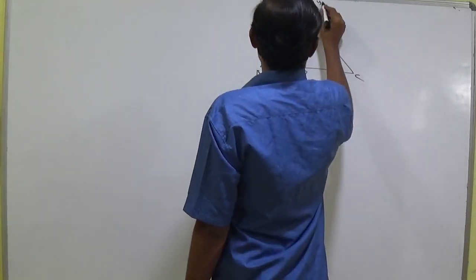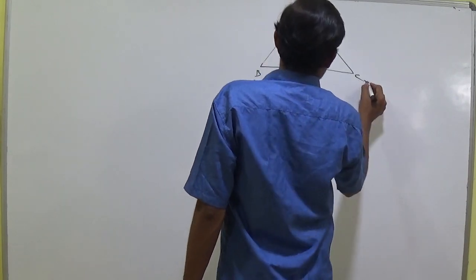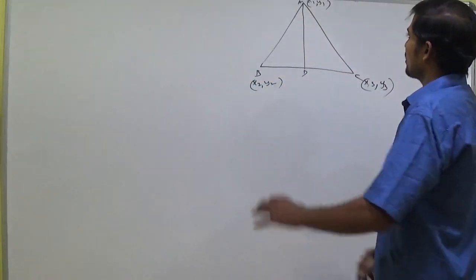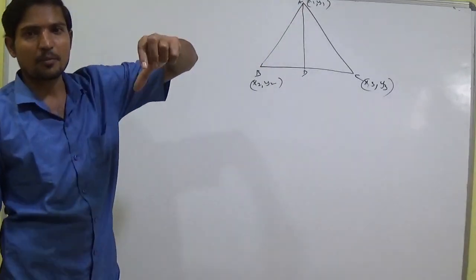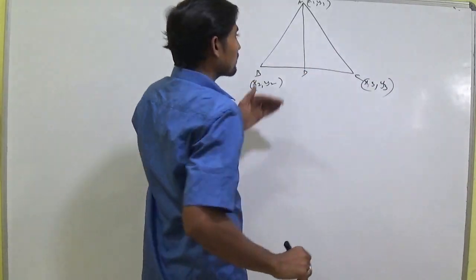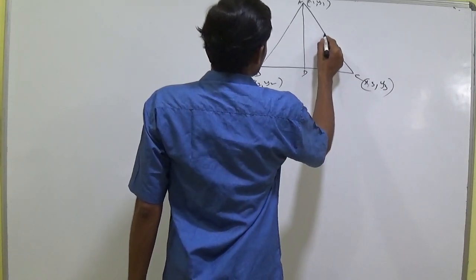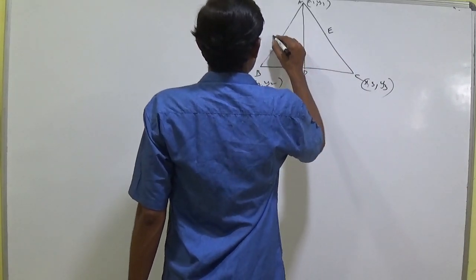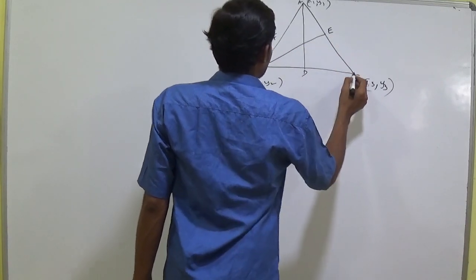Suppose A is (x1, y1), B is (x2, y2) and C is (x3, y3). These are the coordinates of the vertices. The median is nothing but the line segment joining a vertex to the midpoint of the opposite side. So AD is a median. Like that we can draw three medians. Suppose the midpoint of AC is E and the midpoint of AB is F. Join BE and join CF.